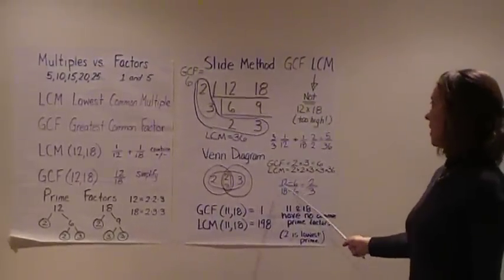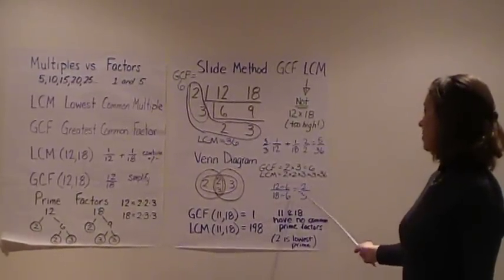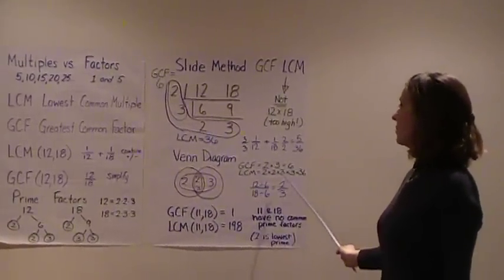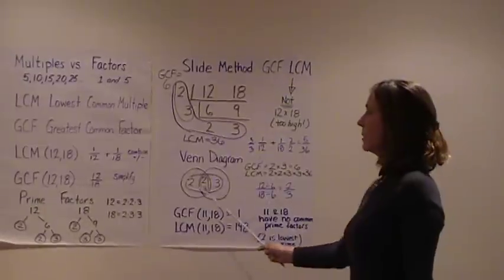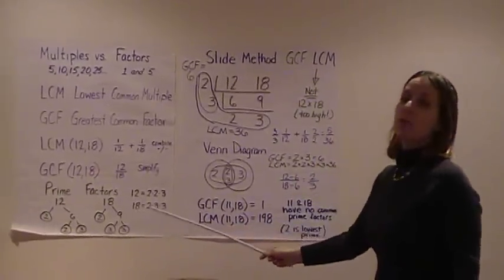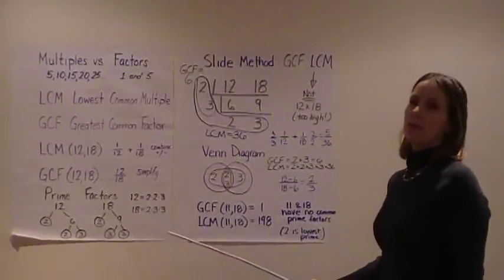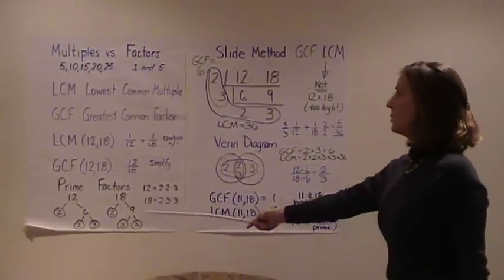And so if we take 12 over 18 and divide each by 6, we get 2/3. The reason this is important is because sometimes people will look at the prime factors and pick the greatest prime factor, which is 3. But the greatest common factor is 6, and that's built out of the 2 and the 3 that they each have in common.